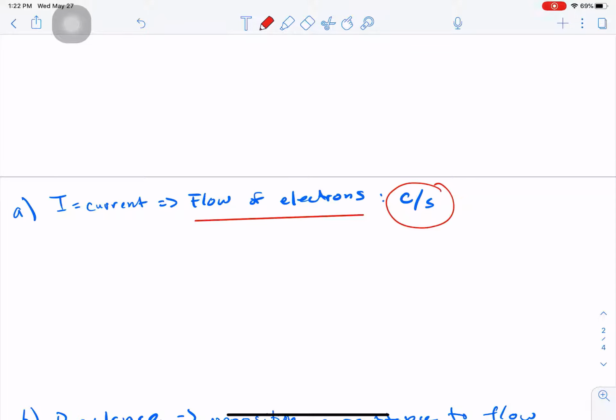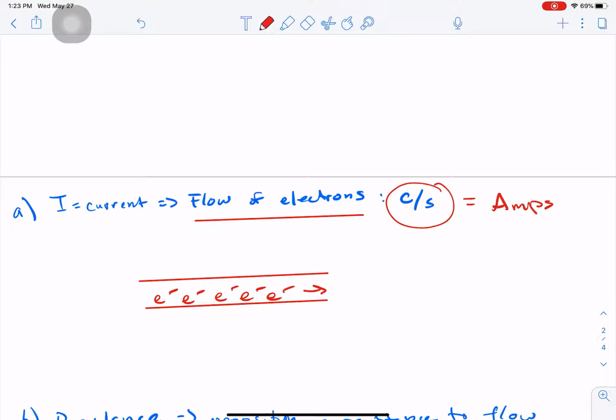So if we have this flow of electrons through a wire, like so, they're moving through this wire. That is the current moving through the wire. That's it. If we have more charge per second, we have an increase in flow or an increase in current. And this is measured in amps, or amperes.